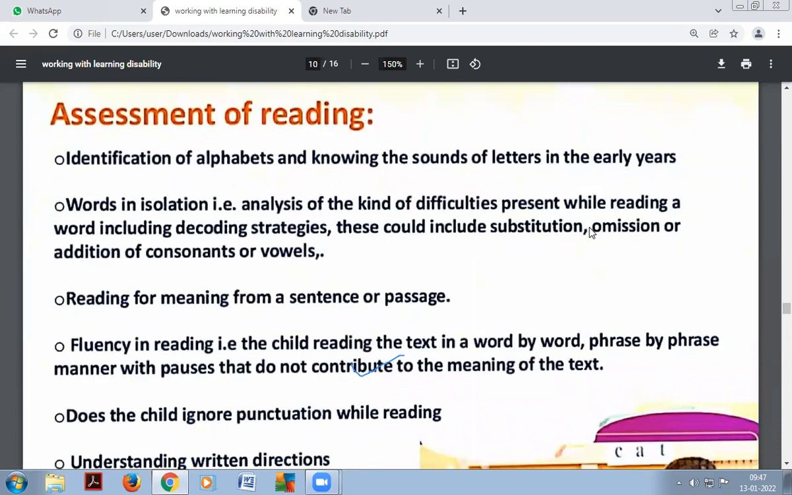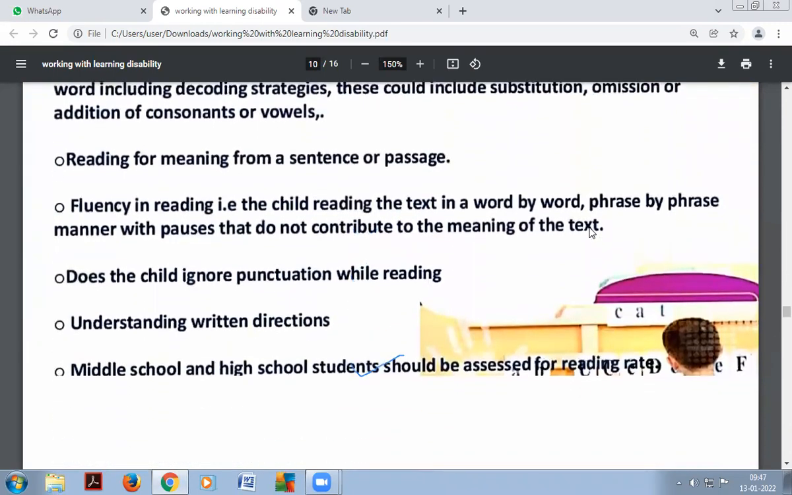Assessment for reading. Now, identification of alphabets and knowing the sounds of letters. We have already discussed these points above.